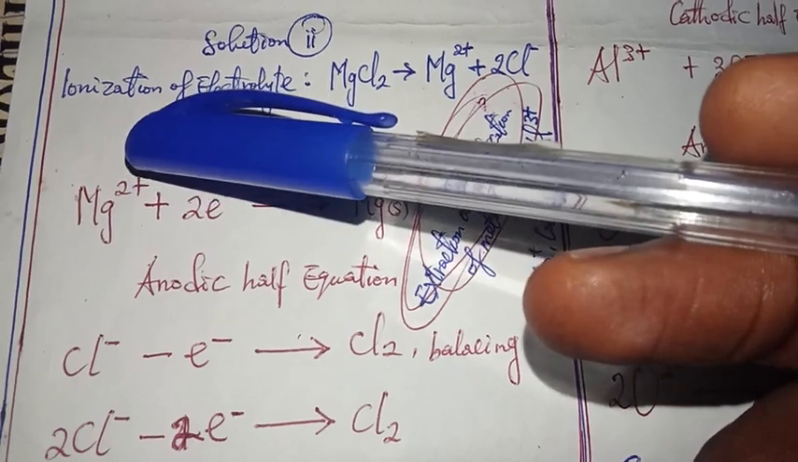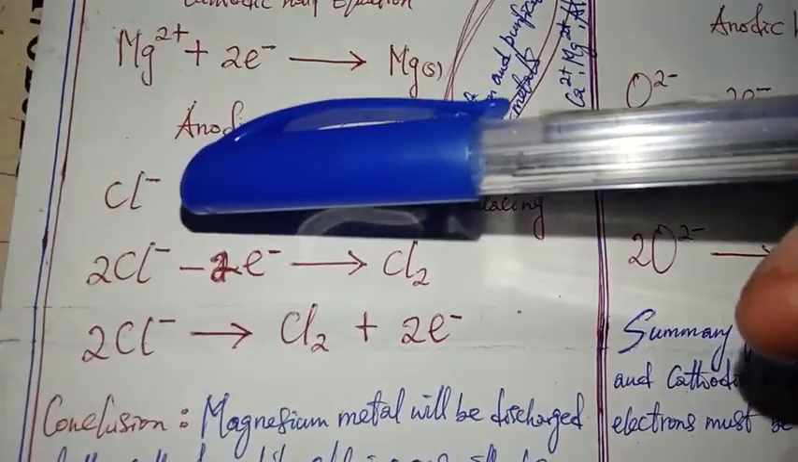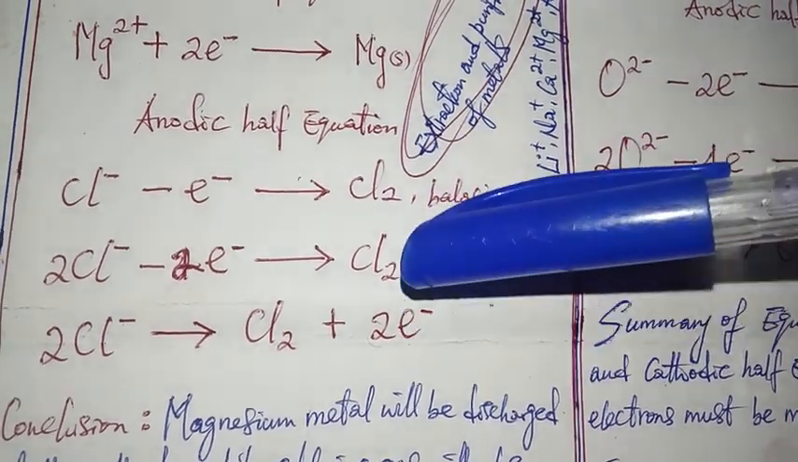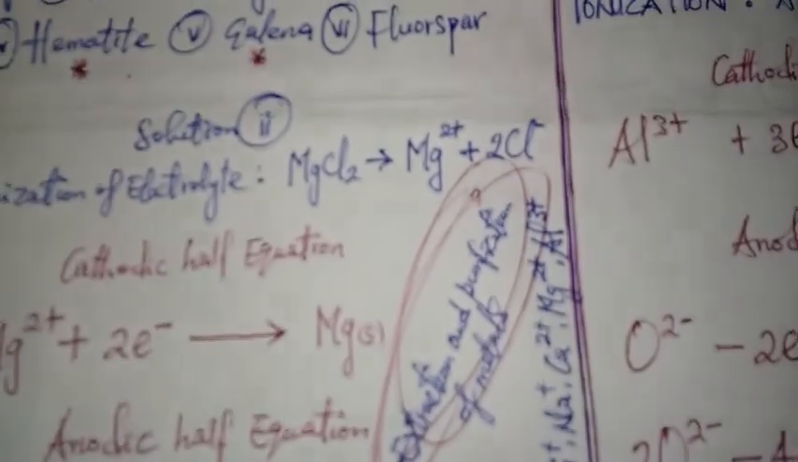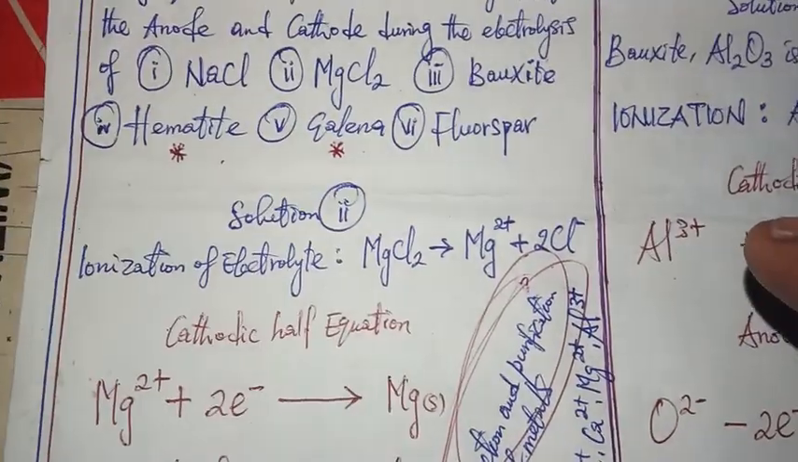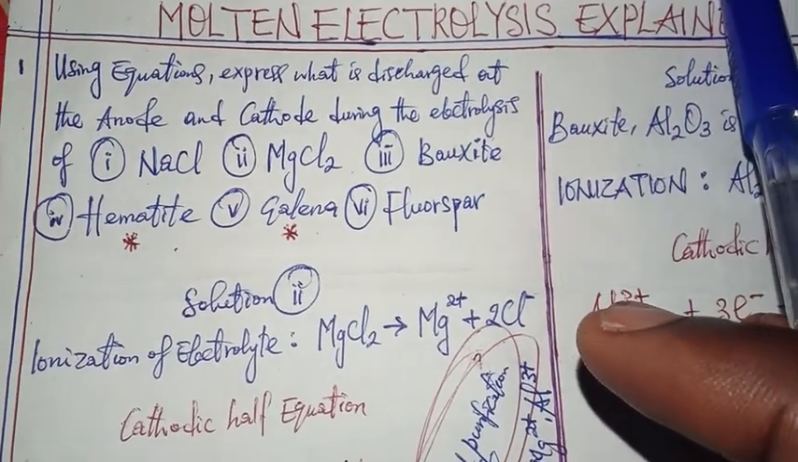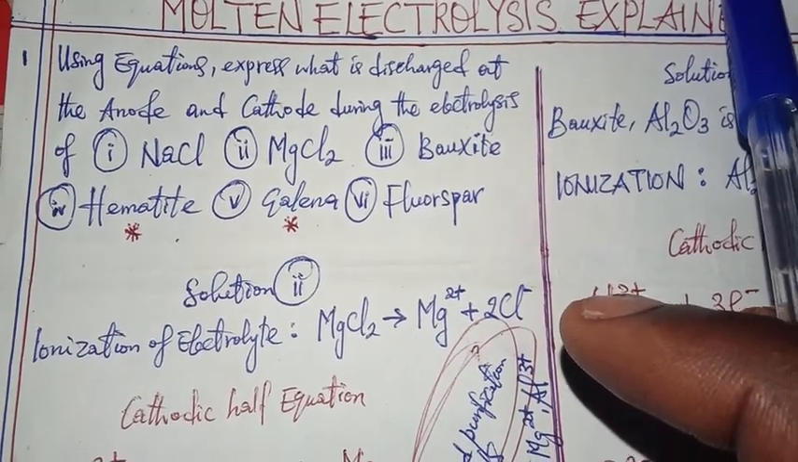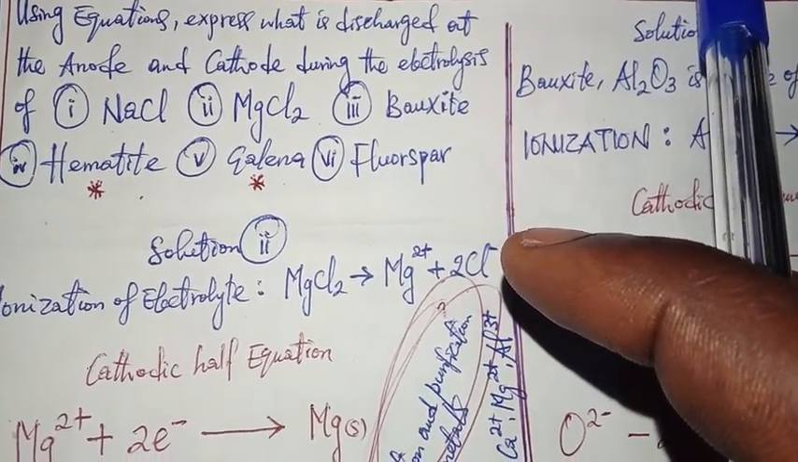So as magnesium has 2+, it's going to gain 2 electrons. As chloride ion has -1, it's going to lose 1 electron. And other balancing can determine the final number of electrons lost. So this is the solution to question number 2, which says: using equations, express what is discharged at the anode and cathode during the electrolysis of sodium chloride, magnesium chloride, bauxite, hematite, galena, fluorspar.